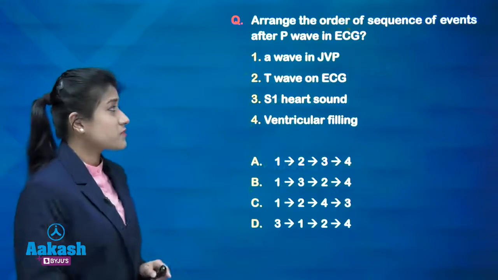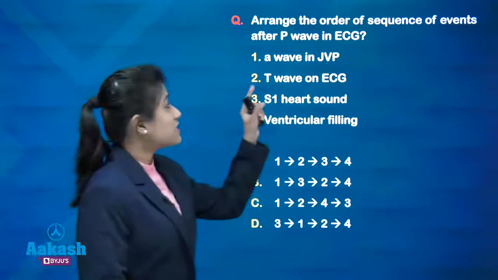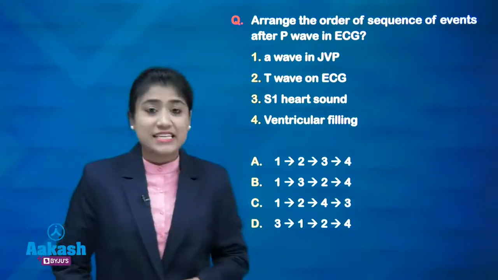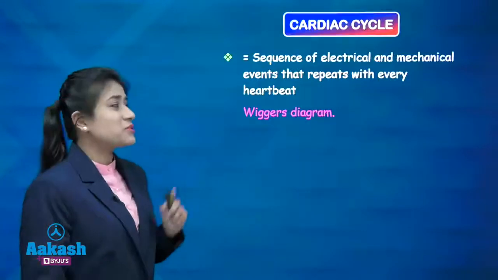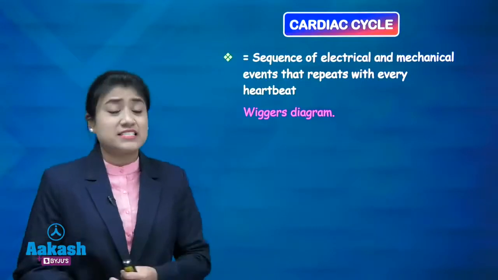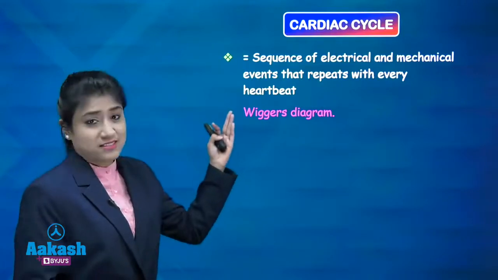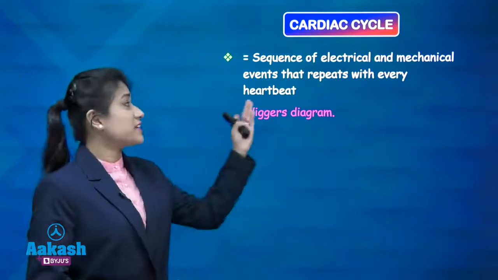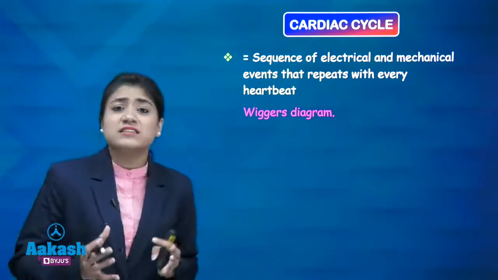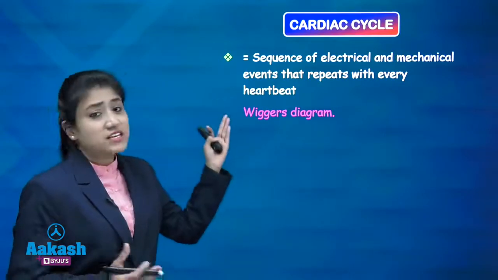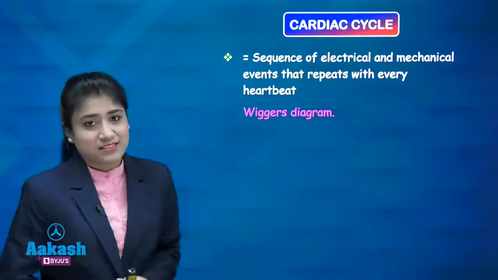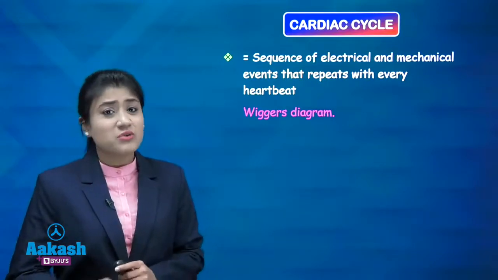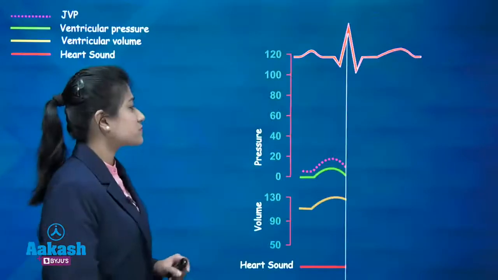Okay. So now starting with a question: arrange the order of sequence of events after the P wave in ECG. So first we will talk about the cardiac cycle. What is the cardiac cycle? It is a sequence of events, of what? Electrical and mechanical. That sequence of electrical and mechanical events is nothing but your cardiac cycle, which repeats with every heartbeat, and it is well understood with the help of Wiggers diagram. So now let's have a look at Wiggers diagram.